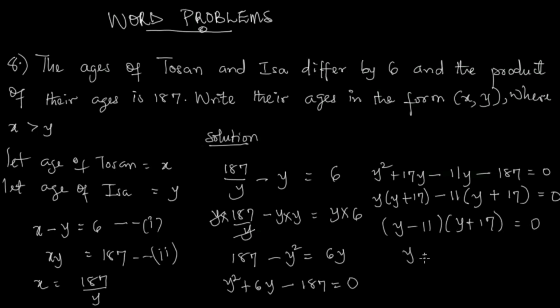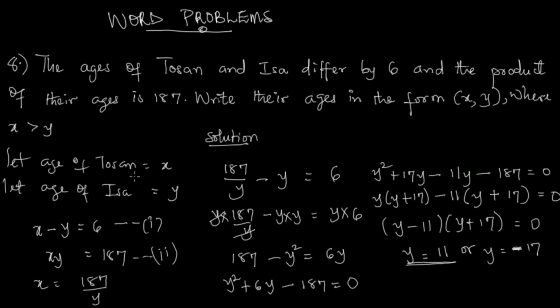So we have y equal to 11 or y equal to minus 17. Definitely we know that this cannot be the answer because it is a negative value, and age is not negative. So we're going to pick 11 as our value for y.